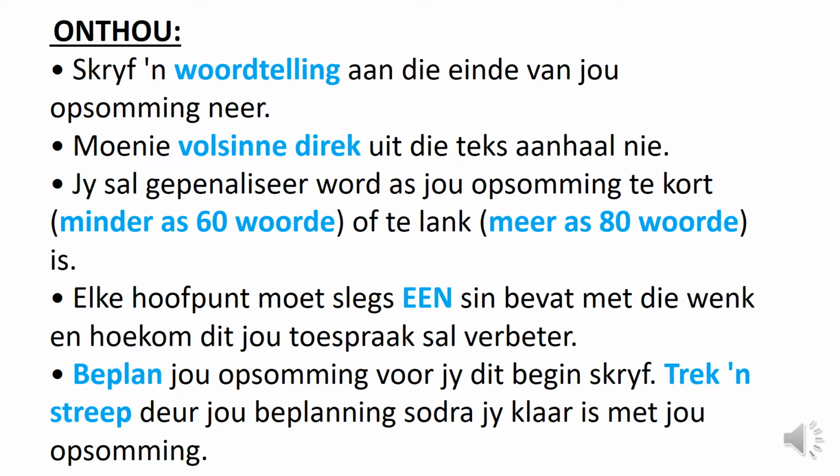So if I range between those two, I am safe. So I know now there is a maximum number of words and a minimum number of words. Elke hoofpunt moet slegs een sin bevat. So I can't write the wenk and the reason as two separate sentences. I have to have one sentence explaining the wenk and the reason, and I have to start with a werkwoord. I know that instruction now.